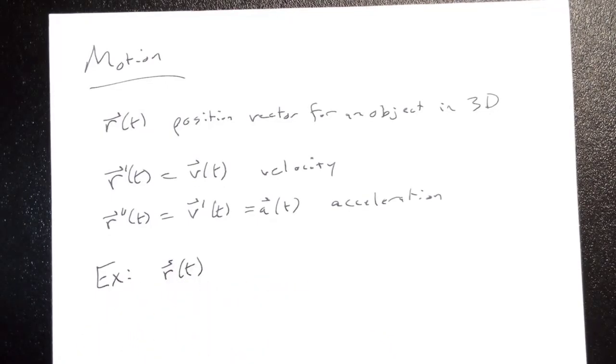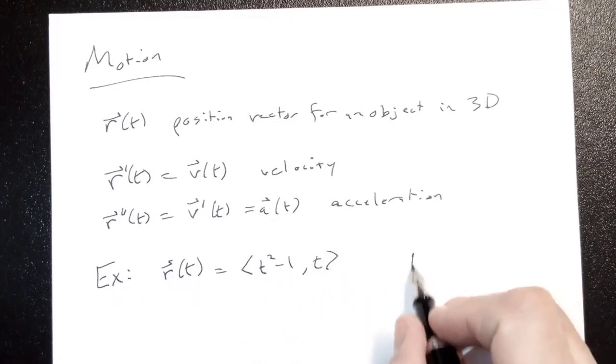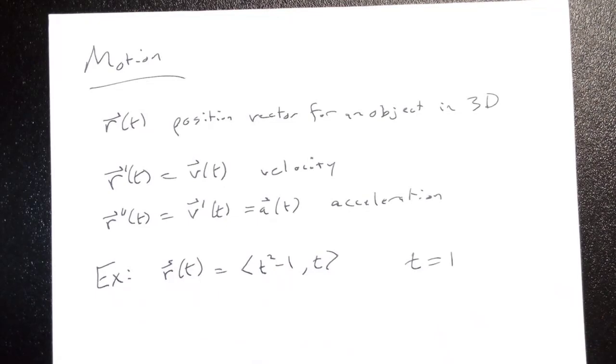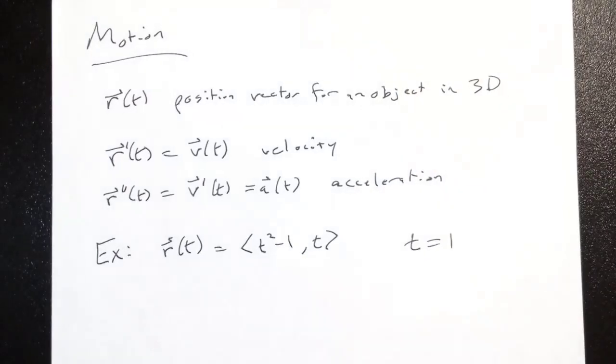Let me do a two-dimensional example because it's easier to draw. So let's start with the curve in the xy plane, whose equations are t squared minus 1 comma t, x of t, y of t. And let's see what we can figure out about what's going on here. So what's that picture look like? What's the graph of that?